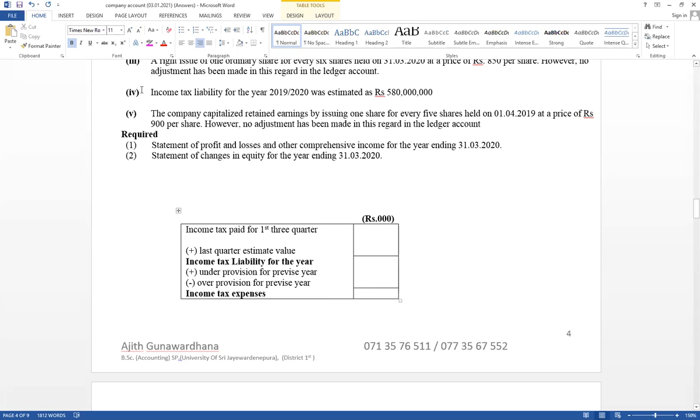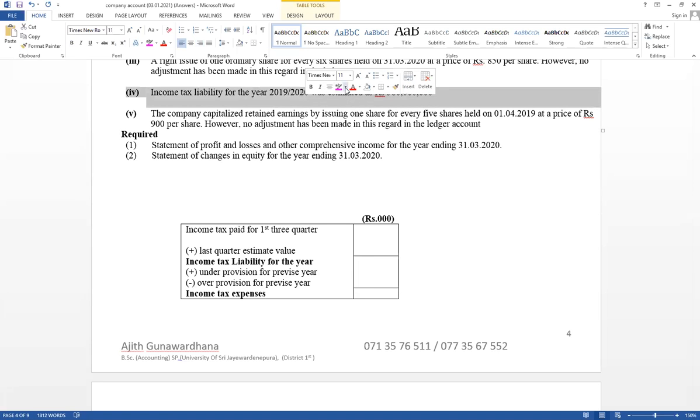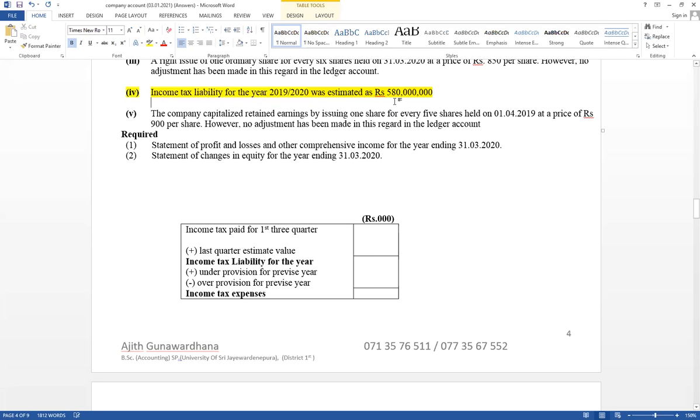Right, additional fourth one, think about this adjustment. It has given the income tax liability for the year. It is equal to the first 3 quarter paid amount plus the last quarter estimate value. Therefore, that value should be included here as the income tax liability for the year. Do you know how to calculate income tax liability? It is equal to the first 3 quarter paid amount plus the last quarter estimate value.